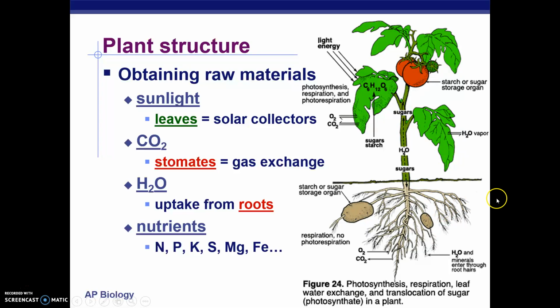Here we see a hypothetical plant. Tomatoes and potatoes are shown in the same diagram because it's a model plant and it's just showing what are the starch or the sugar storage organs that possibly could be in a plant. Plants make the sugars and sometimes they will store the sugars in certain organs.